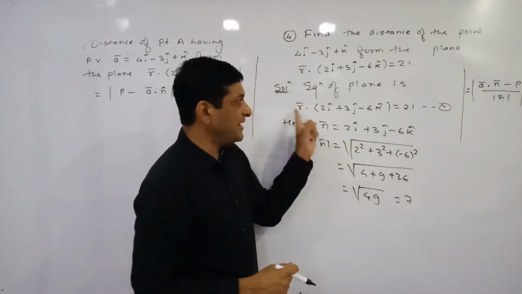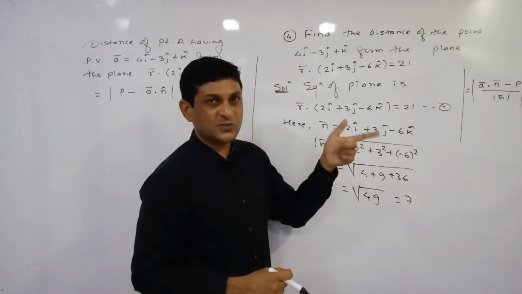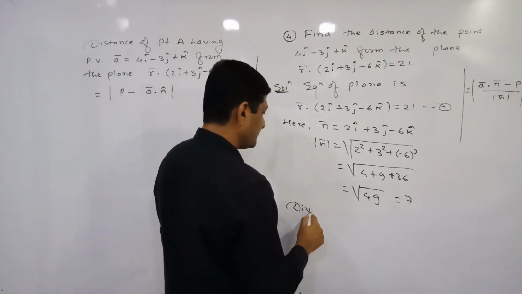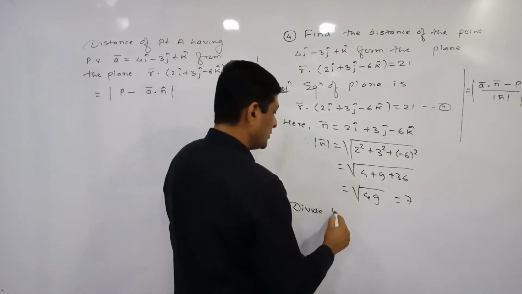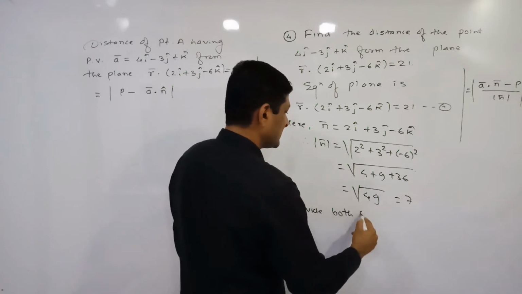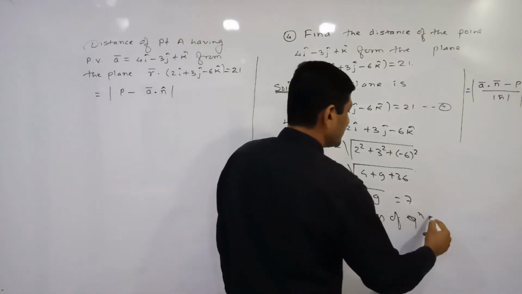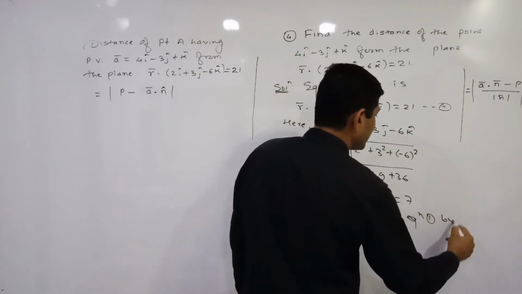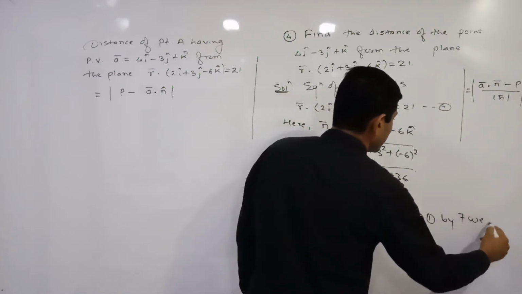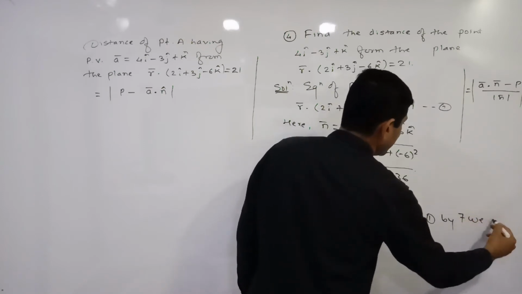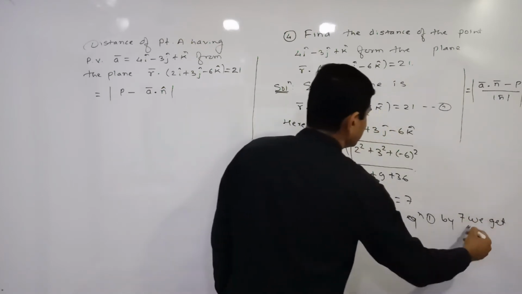So I am dividing equation number first, both sides, by 7. Let us see what we will get if we are dividing both sides of this equation by 7.